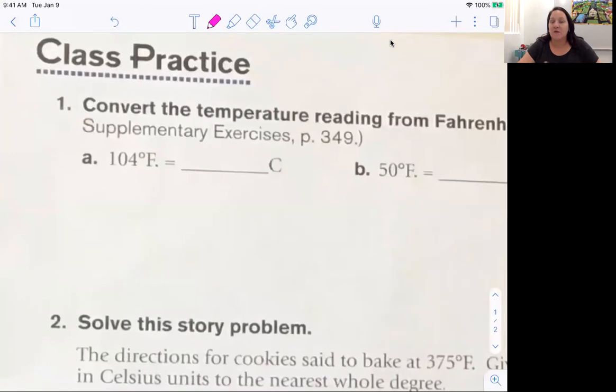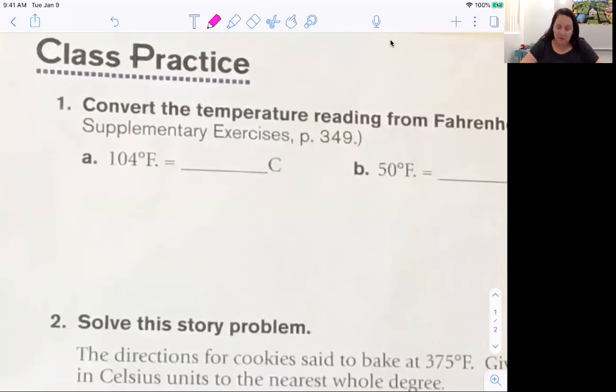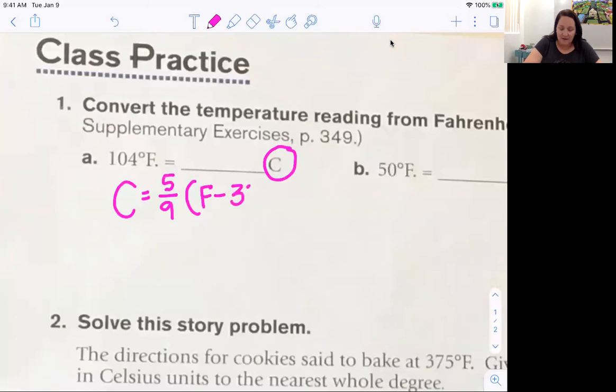We're going to convert temperatures, reading from Fahrenheit to Celsius. So we're going to move from Fahrenheit to Celsius now. And when we move from Fahrenheit to Celsius, we're using what we're looking for. So we're going to use the Celsius, or the C formula. C equals 5/9 times F minus 32. What's our F? What's our Fahrenheit? It's 104, so we're going to plug it in. C equals 5/9 times 104 minus 32.